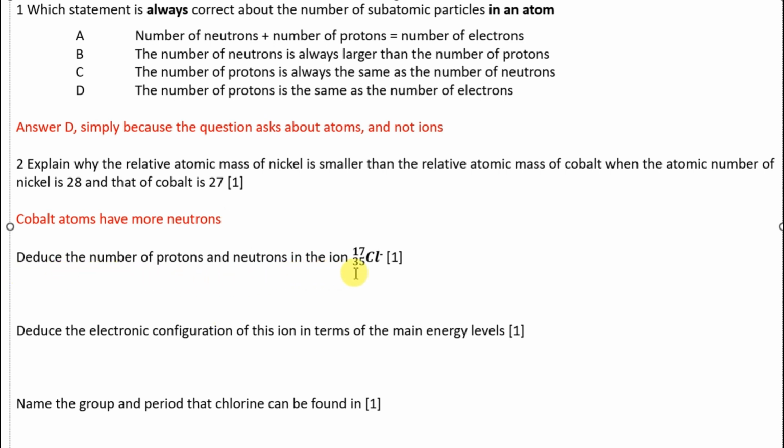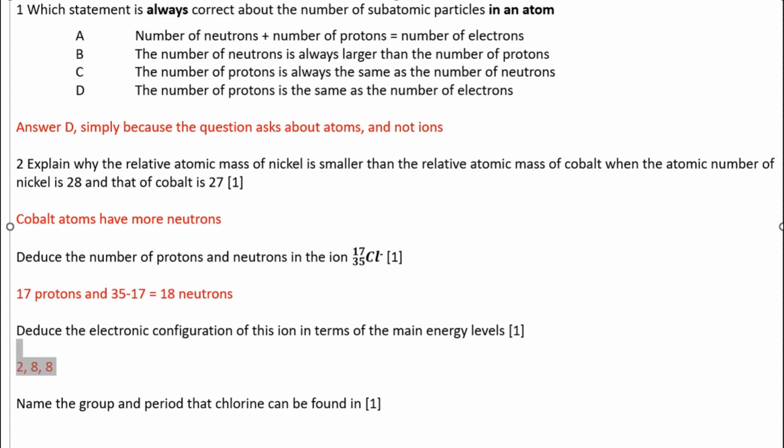Deduce the number of protons and neutrons in the chlorine atom. The atomic number 17 gives away the number of protons immediately. Mass number is the total number of protons and neutrons, 35. Subtract 17 for the protons, I get 18 neutrons. And thirdly, deduce the electronic configuration of this ion.